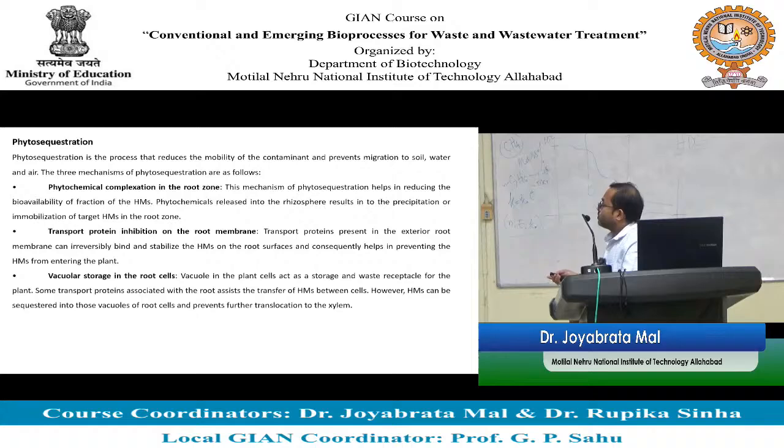So in phytosequestration you can see there are 3 different mechanisms. One is phytochemical complexation. The roots release different chemicals, so it is like a chemical precipitation of metals. As soon as the metal comes in contact with those chemicals, it forms a complex, just like simple bioabsorption, and the metal complex will remain in the rhizospheric zone. So basically in phytosequestration you are not removing the metal or contaminants, they will remain in the soil itself, but you are restricting them, you are immobilizing them.